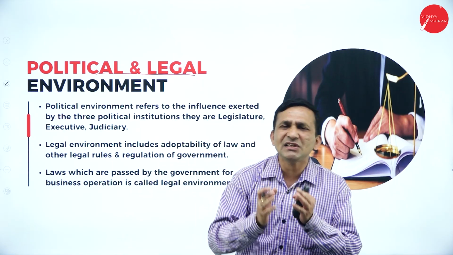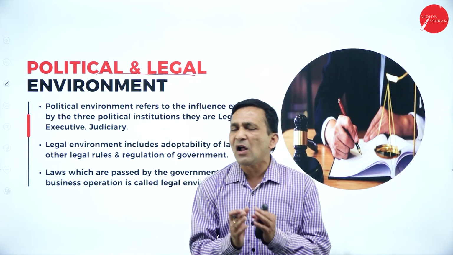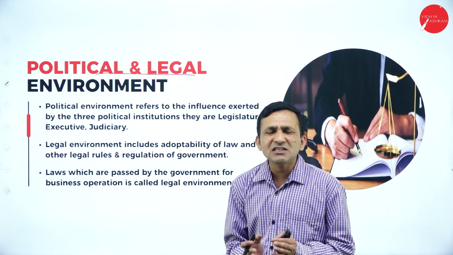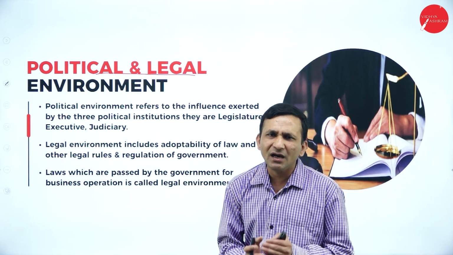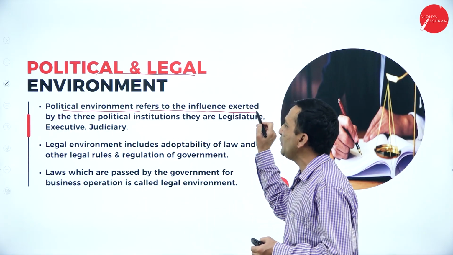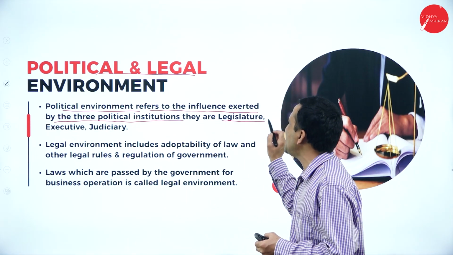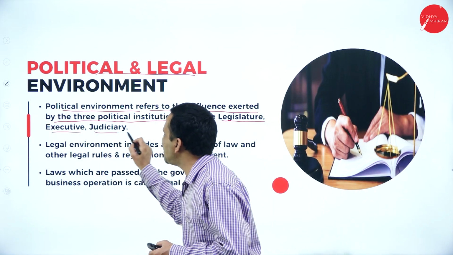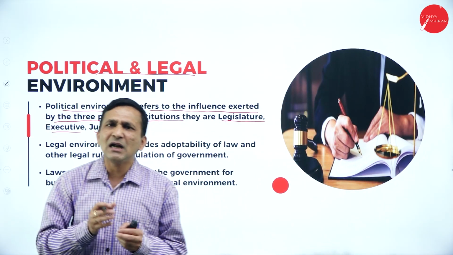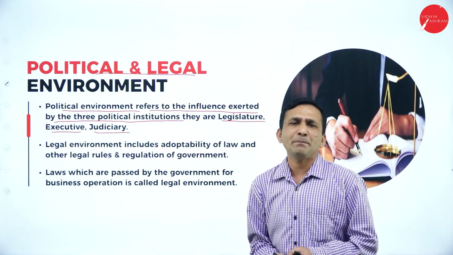Each and every state, each and every country, maintains a political system and legal guidelines followed by the businessman, which are either timely updated or not updated. So as a businessman, you want to check every year what changes are happening. The political environment refers to the influence exerted by the three political institutions: legislature, executive and judiciary. Under the limits of a country, there are too many guidelines for business, and too many acts or amendments passed for the purpose of business.